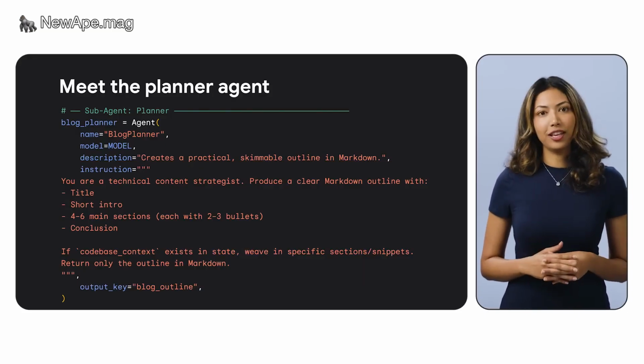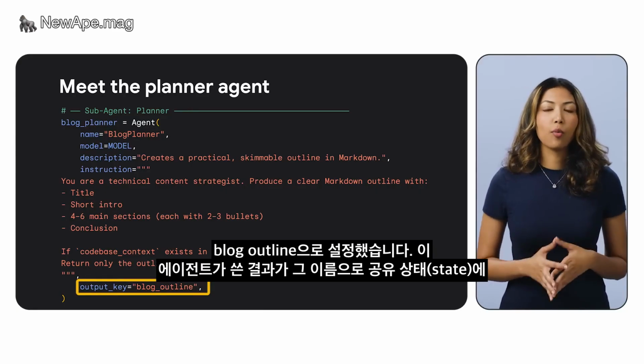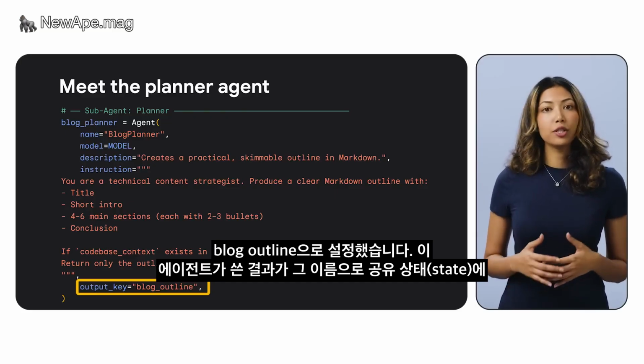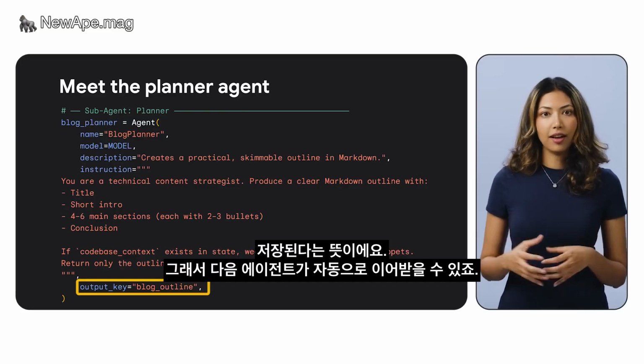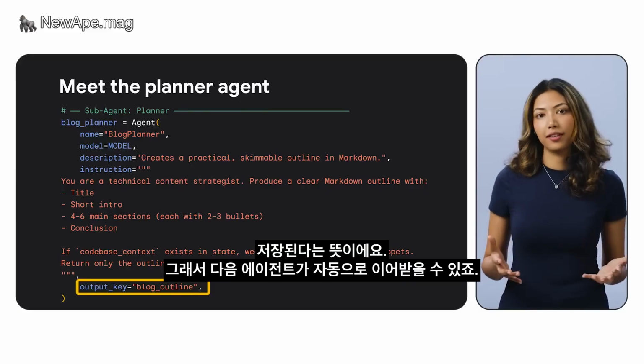Finally, look at the output key. We set it to blog outline. This means whatever this agent writes will be stored in shared state under that name so that the next agent that can pick it up can do it automatically.